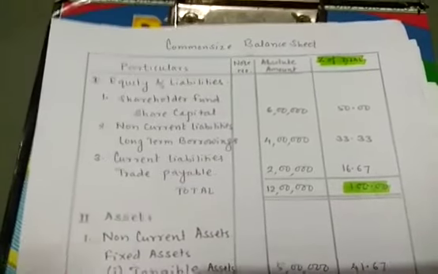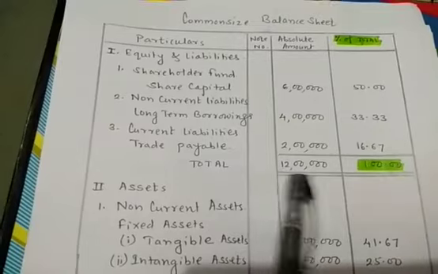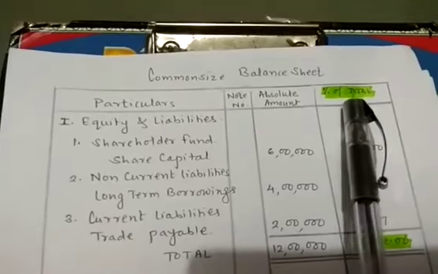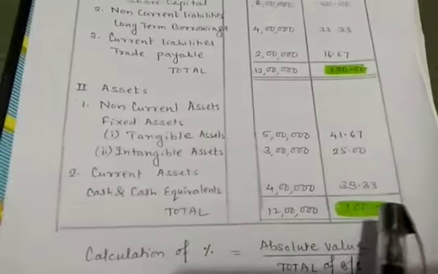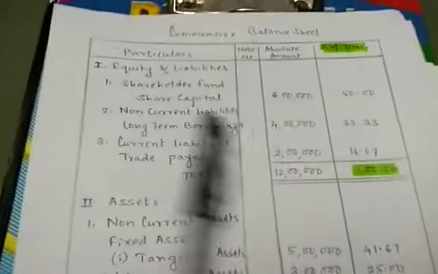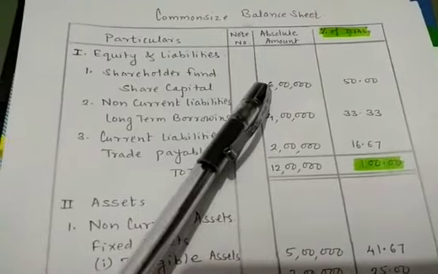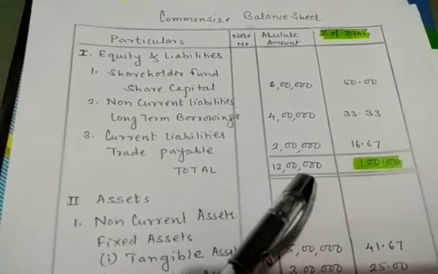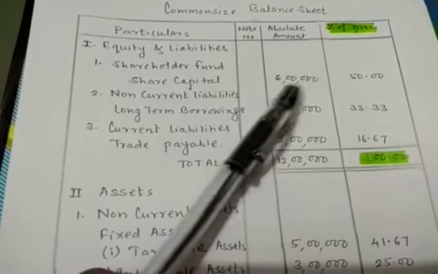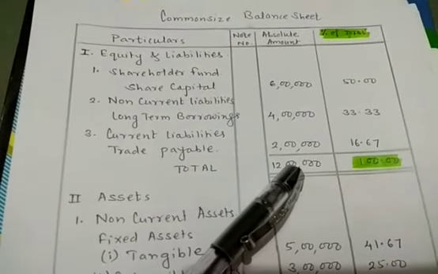As we have discussed, we will be considering total as 100. Percentage of total will be calculated. Whether it is liabilities or it is asset, the total will be considered as 100. Let's take an example. Share capital is 6 lakh, total is 12 lakhs. With oral calculation also, you can say that share capital is 50% of total of the liabilities.